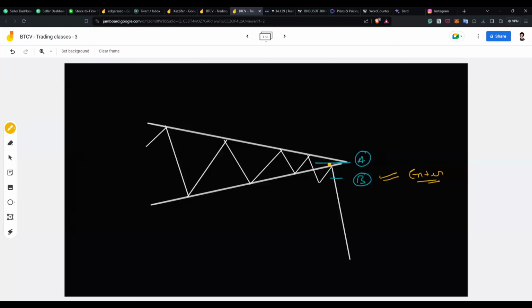And what are we trying to do at point A? Stop loss, absolutely. And what are we doing at a stop loss? Are we buying at a stop loss or are we selling at a stop loss? What does a stop loss do?